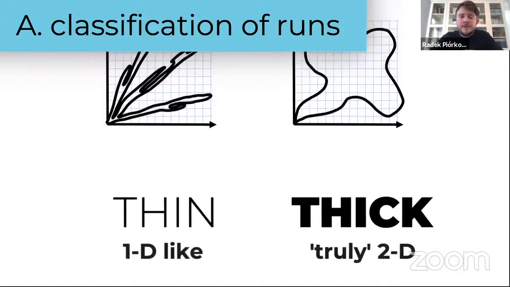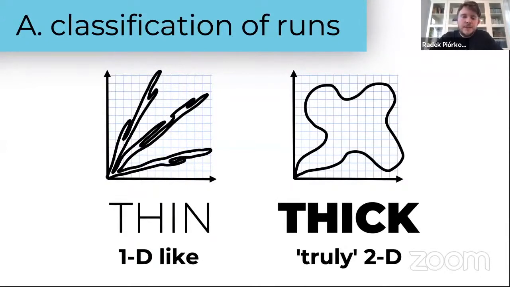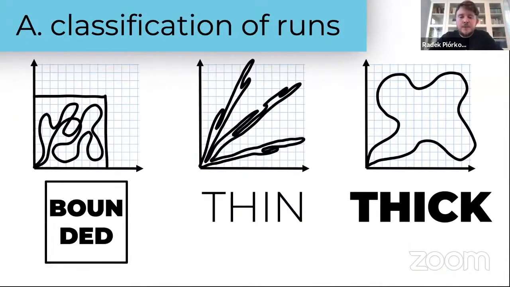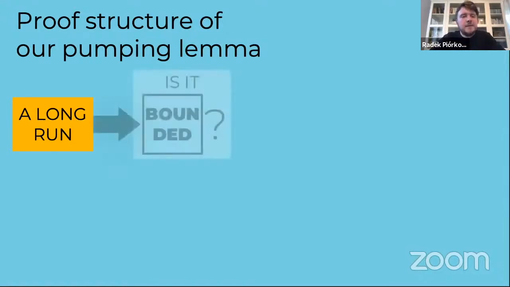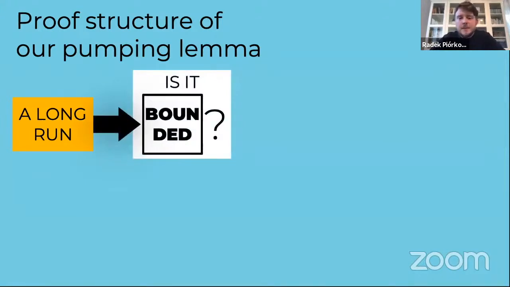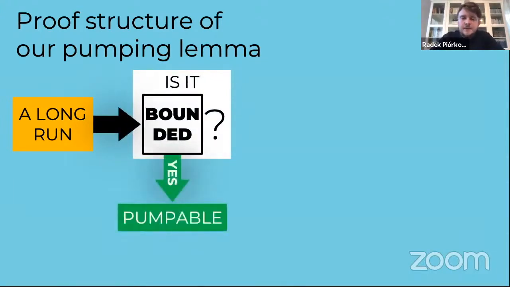So now let's take a look how, using all those lemmas and theorems, we may prove the pumping lemma for two buses. The structure of the proof is as follows. As usual, we are given some long run of the bus, and we want to show that we may pump it. So there are a couple of cases that we consider. So first of all, we ask the question, is the run bounded? And if it is, then we just reuse the standard techniques for finite automata.